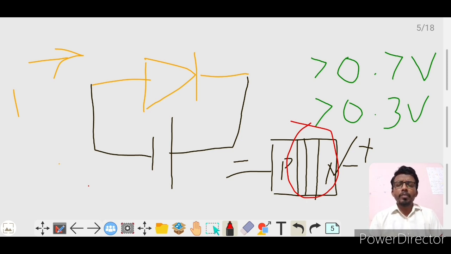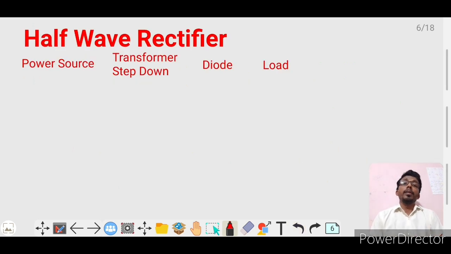Naturally, there will be a very minute current, which will be due to minority charge carriers. But ideally speaking, my diode will not conduct in reverse bias. We are using this type of semiconductor in a half wave rectifier.